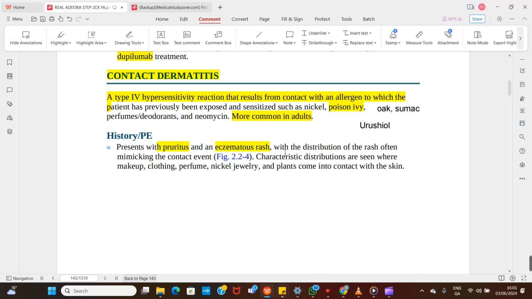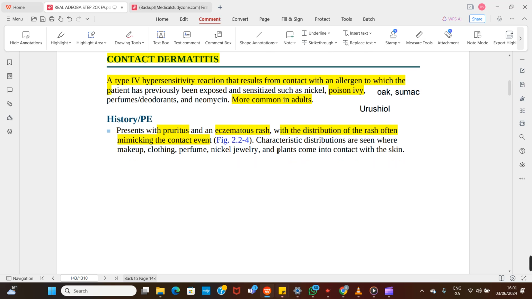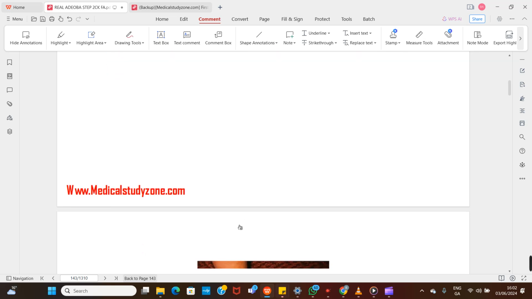And the distribution is confined to the area of contact, right? The distribution of that rash is confined to the area of contact. So that's what this statement means, that the distribution of the rash often mimics the contact event. So you typically see the rash where you have applied the makeup, where you have worn the clothes, applied the perfume, the nickel jewelry, and the plants. This is very straightforward. It is not usually generalized, usually localized to the area of contact where the body has been in contact with the allergen, right? And they usually have an angular or linear pattern, which we are going to see.